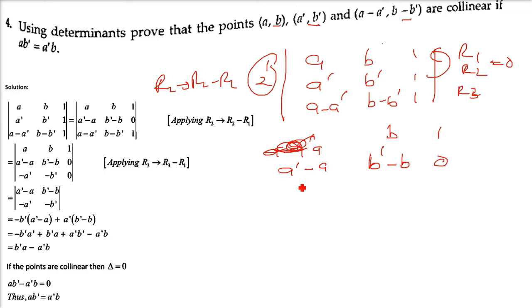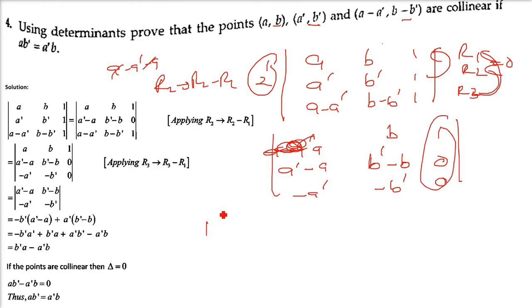What about this R3 minus R1? So A minus A dash minus A. Let me write it here, A minus A dash minus A. This will be negative A dash. B minus B dash minus B dash. 1 minus 1 is 0. Okay. Now this column we are opening. 1, you get A dash minus A dash, B dash minus B dash. Okay. So this is going to be 0, equal to 0.